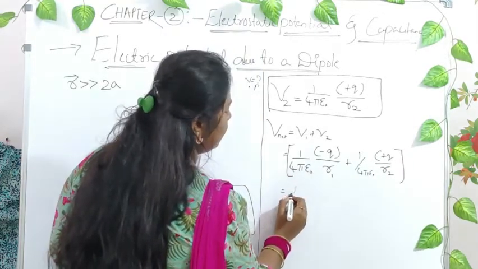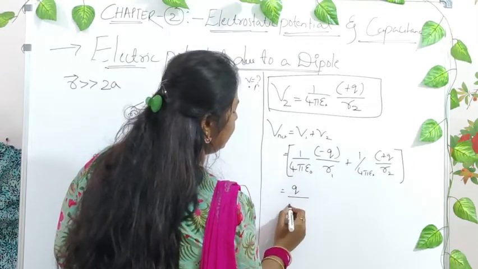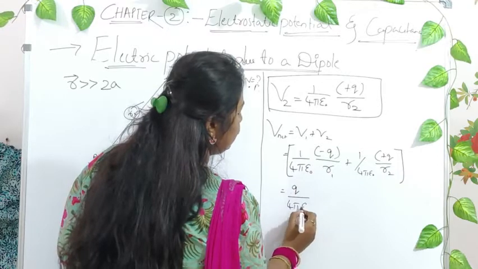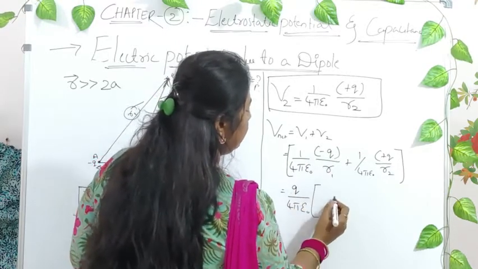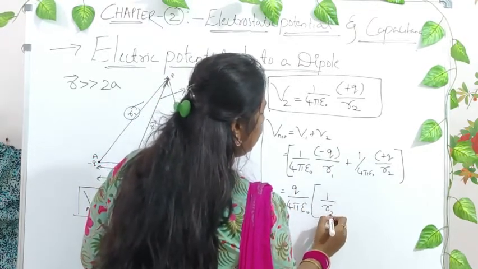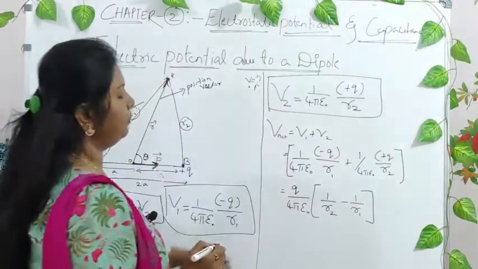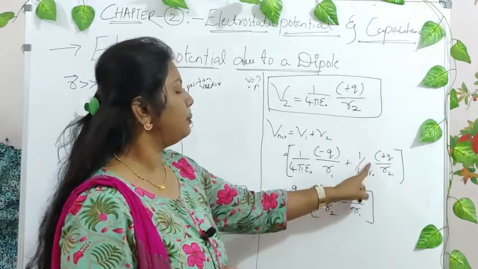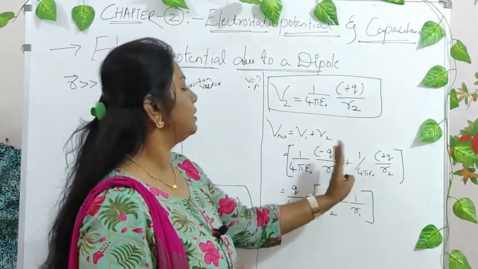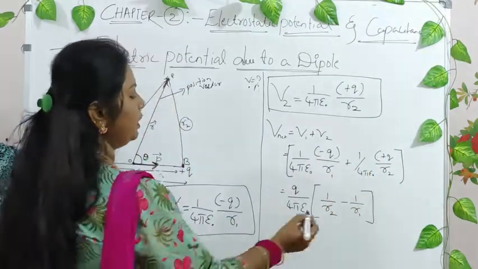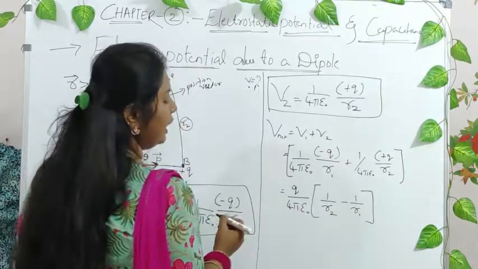You take Q divided by 4 pi epsilon naught outside, right? It is 1 by R2 minus 1 by R1. I have just shifted this term. Why? Because this is positive and this is negative. This I have taken here and this I have taken here. So it is 1 by R2 minus 1 by R1.